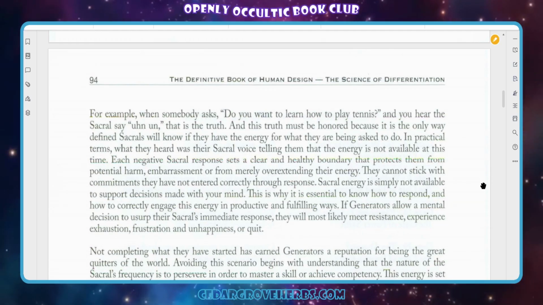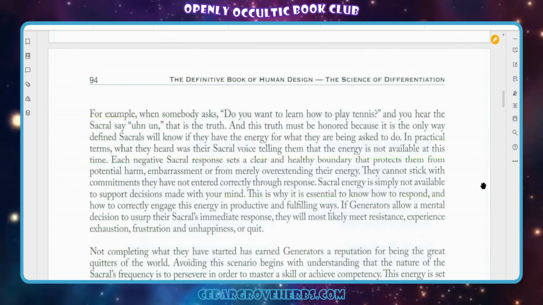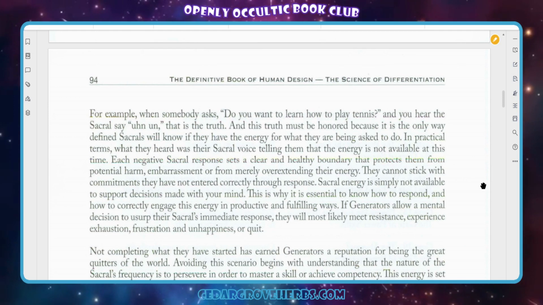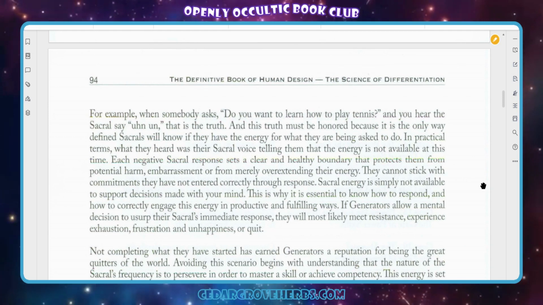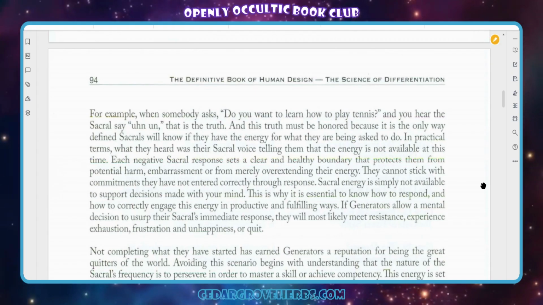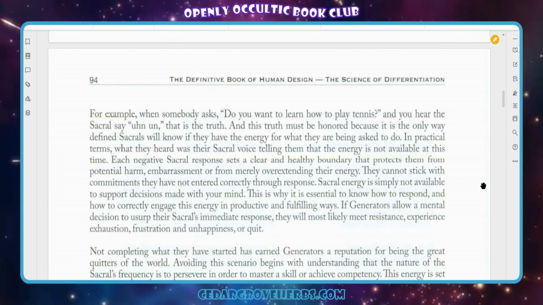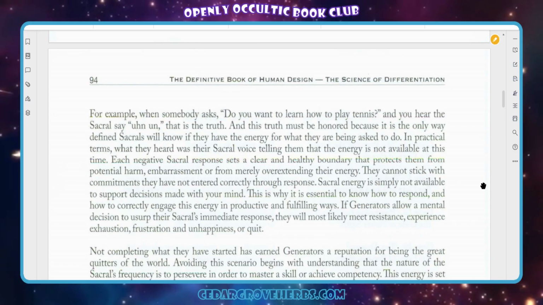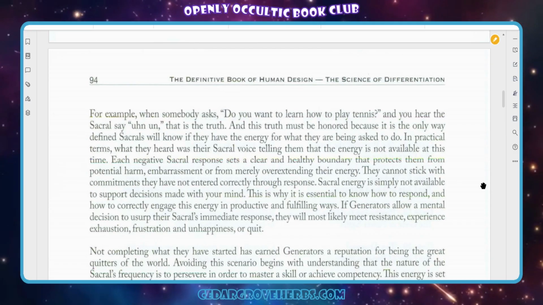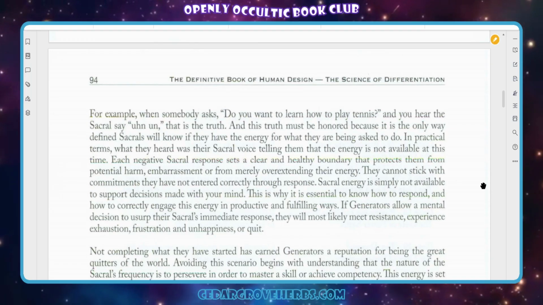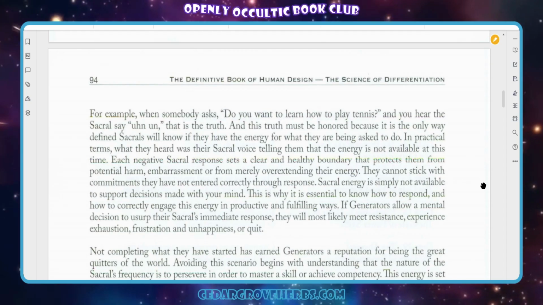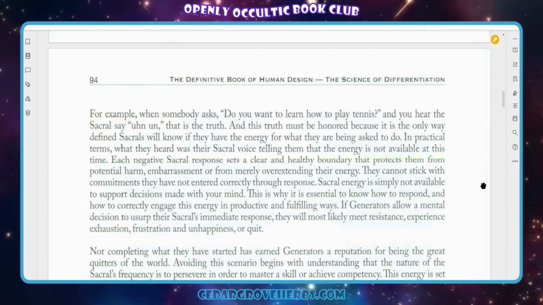In practical terms, what they heard was their sacral voice telling them that the energy is not available at this time. Each negative sacral response sets a clear and healthy boundary that protects them from potential harm, embarrassment, or from merely overextending their energy. They cannot stick with commitments that they have not entered correctly through response.